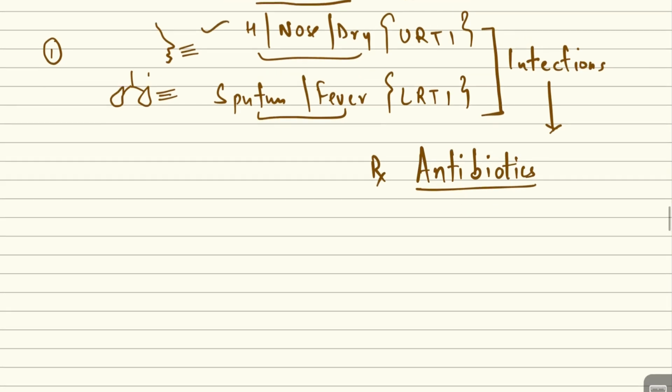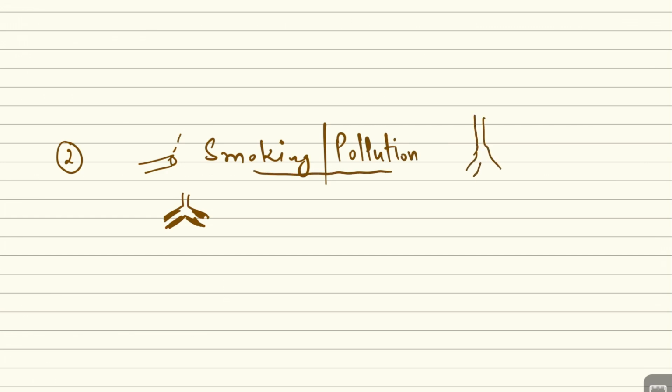Then sometimes the patients are chronic smokers, and they keep on smoking. Sometimes the patients are exposed to a lot of pollution, and this pollution and these smoking particles are very irritating for our respiratory passages. They cause inflammation in our respiratory tract, and this inflammation in the respiratory tract leads to chronic bronchitis also.